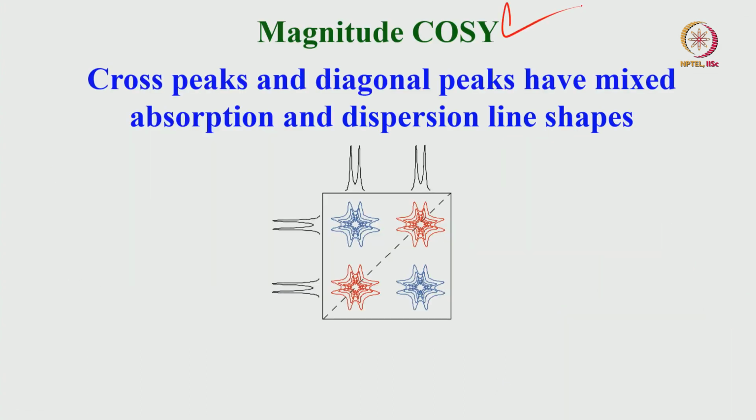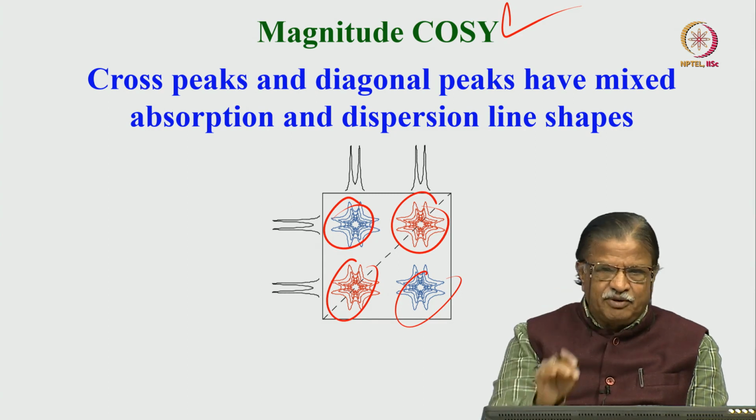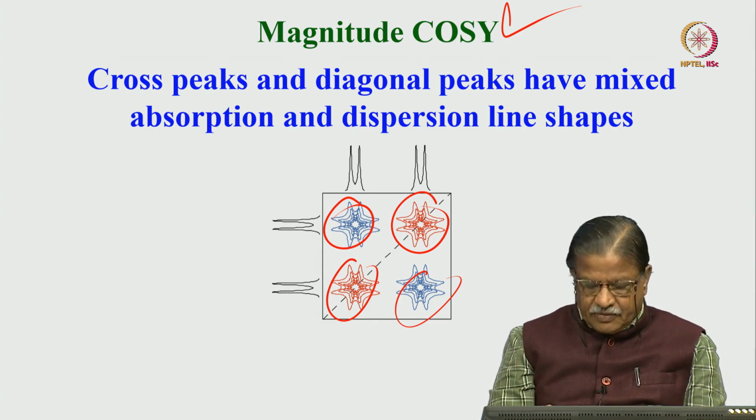Look at the COSY spectrum cross peaks. If you do the magnitude mode COSY, you get a star like pattern like this. Usually you should get sharp peaks with a double absorption, very sharp peaks, but we get star like pattern. This is because of mixture of absorption and dispersion. This is a magnitude COSY, recorded in the magnitude mode, not phase sensitive mode.